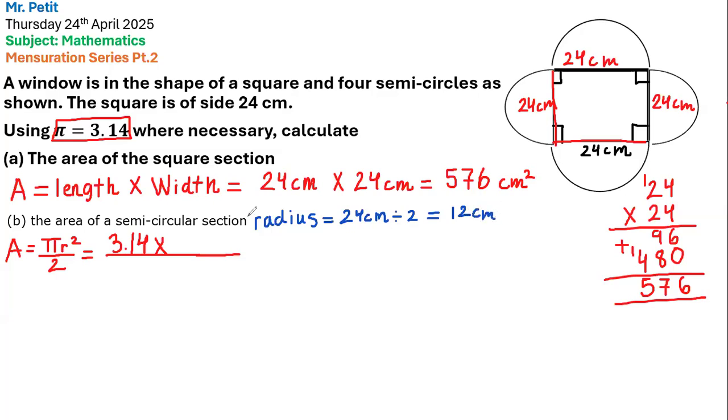And so what we have is the radius squared. So the radius is going to be 12, squared. Excuse me, Mr. Petit. Go ahead. I love how you say we don't have to show the working for 24 divided by 2. But when I do a simple 5 plus 3. All right, so we have pi r squared, where pi is 3.14.